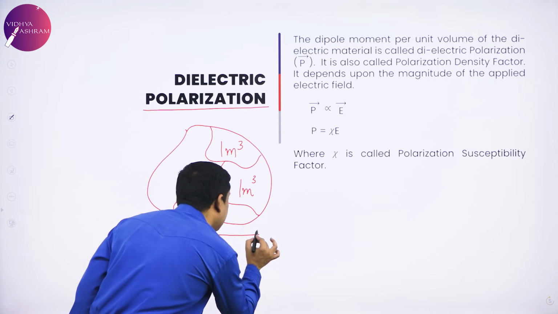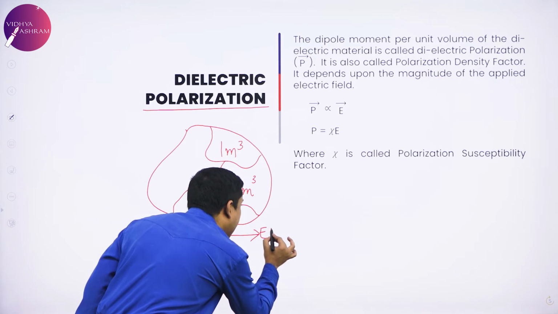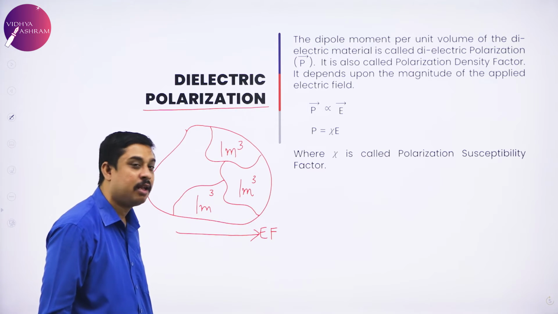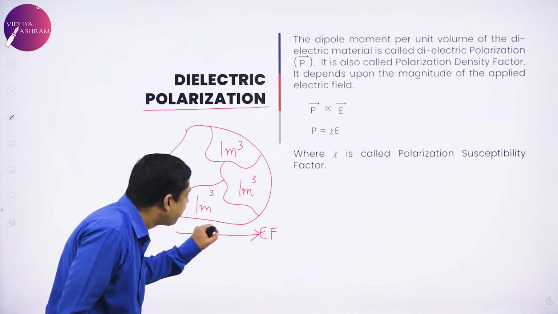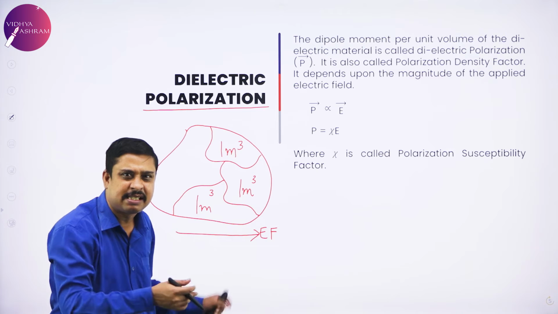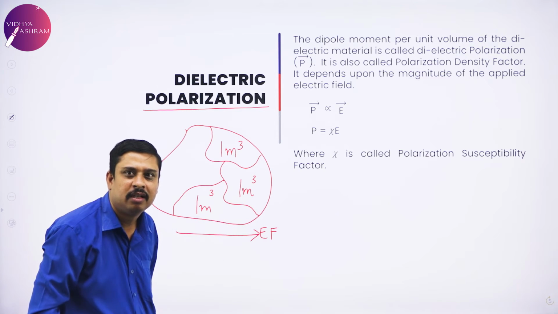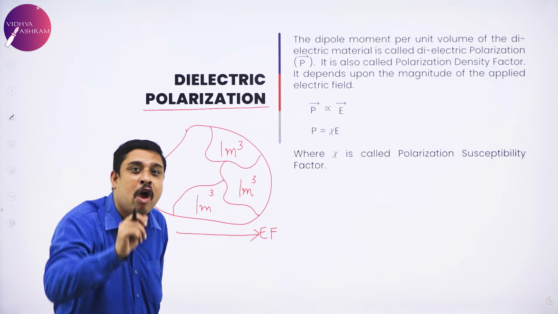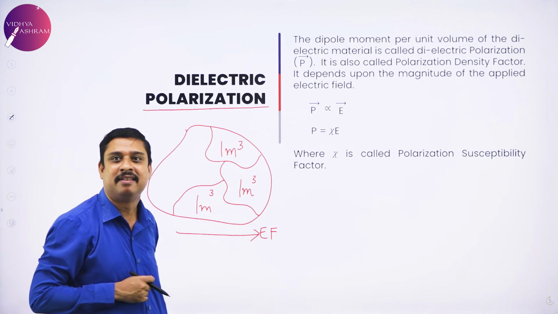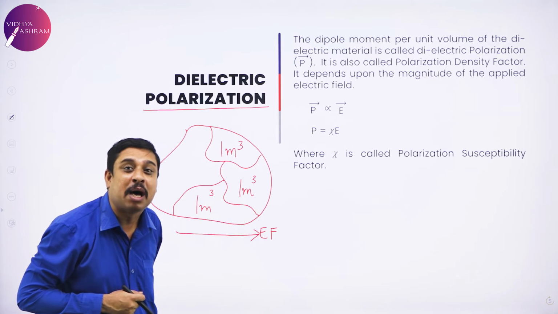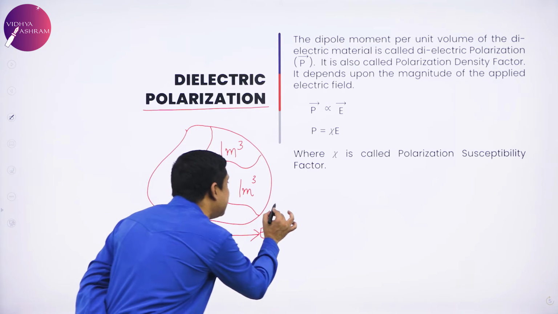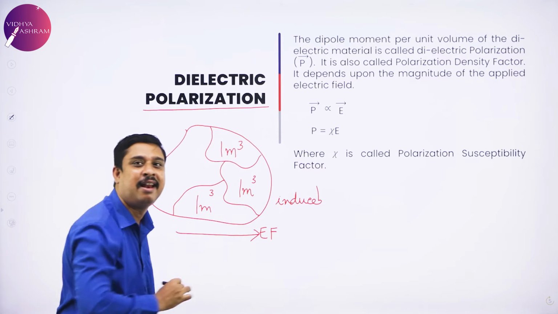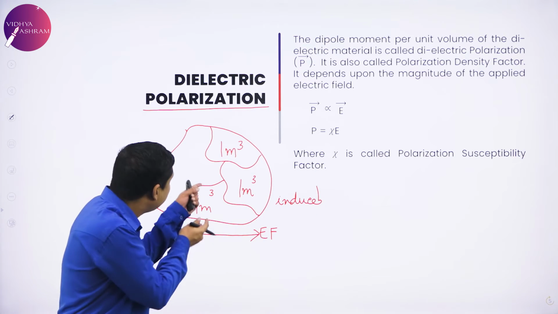And now I apply an external electric field to this material. What happens? Electric field is applied. Understand, it was a dead electric material. Now as I apply the electric field, some property of electricity is now induced in the material. Very beautiful. What did I consider?